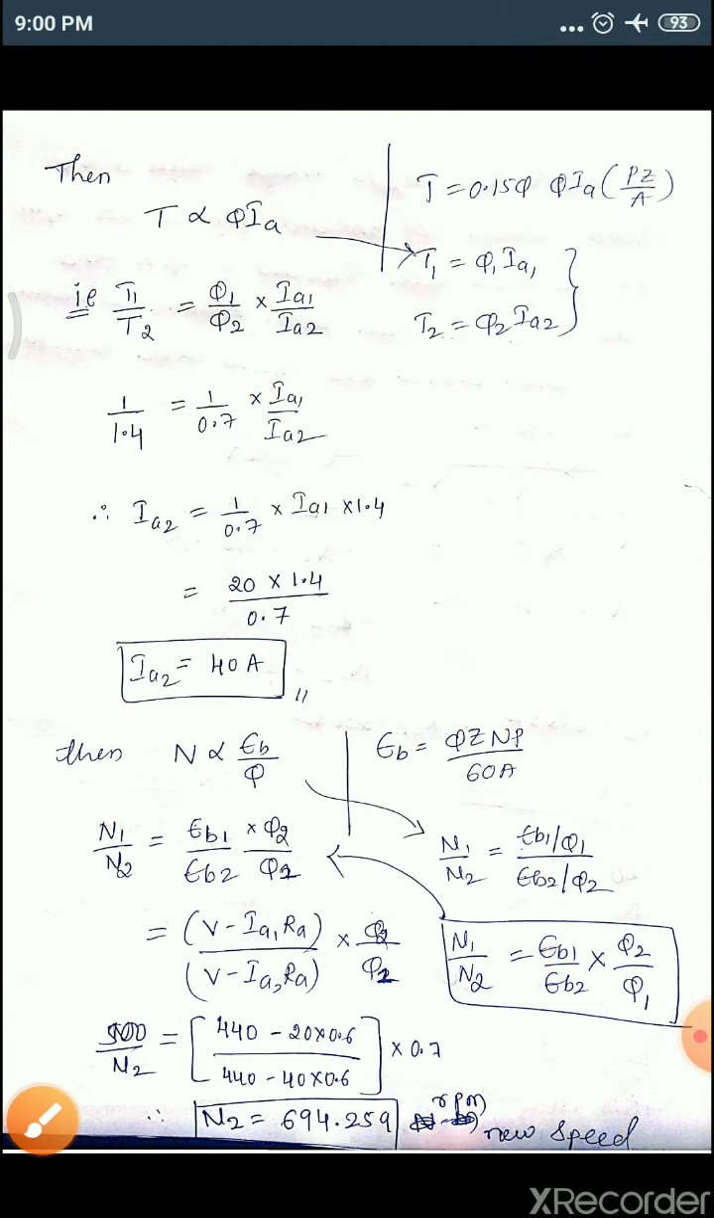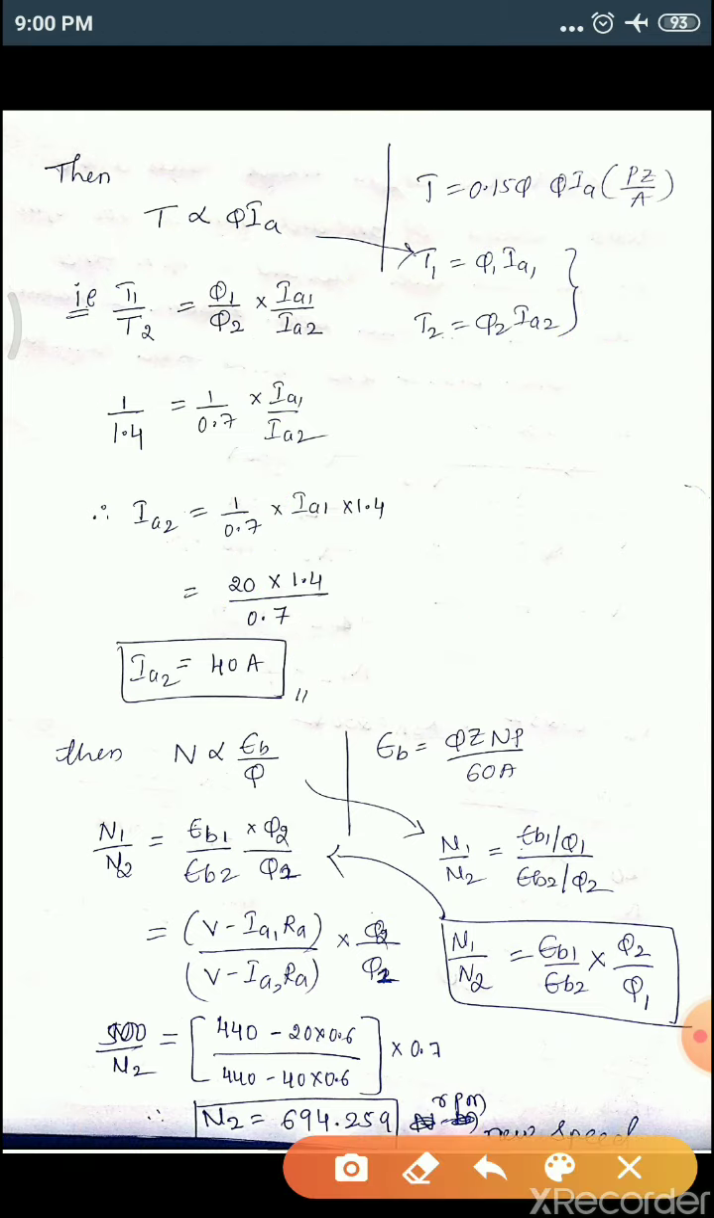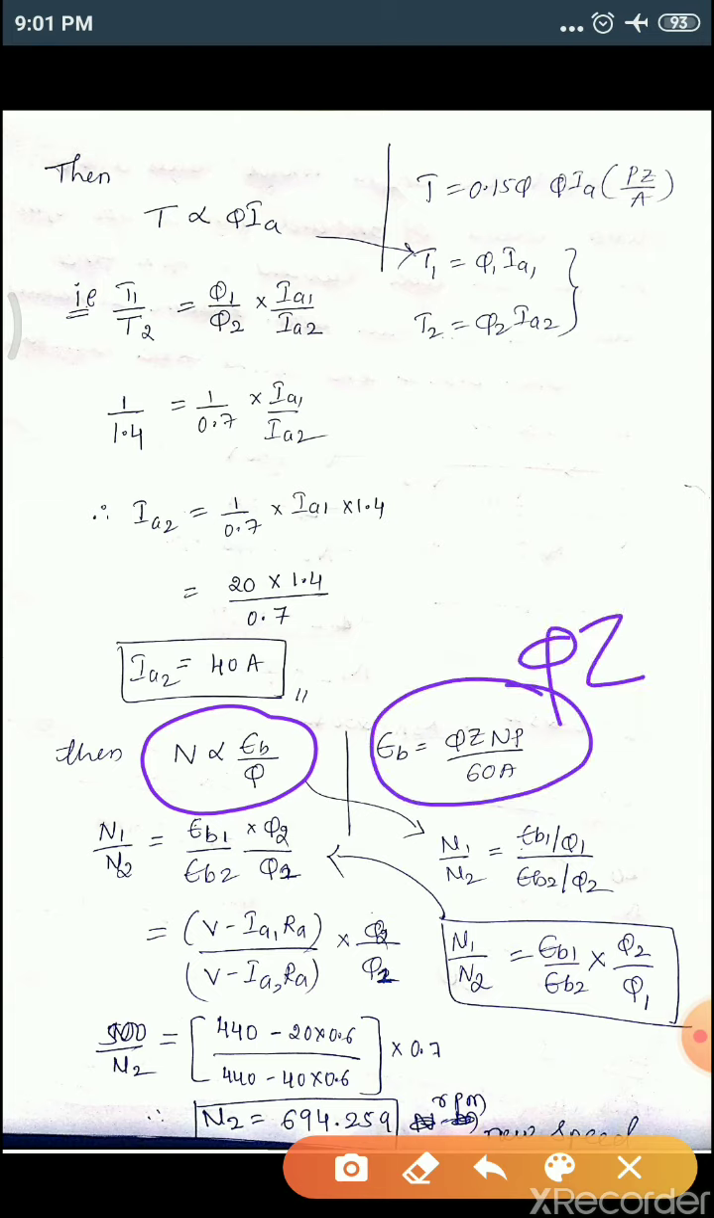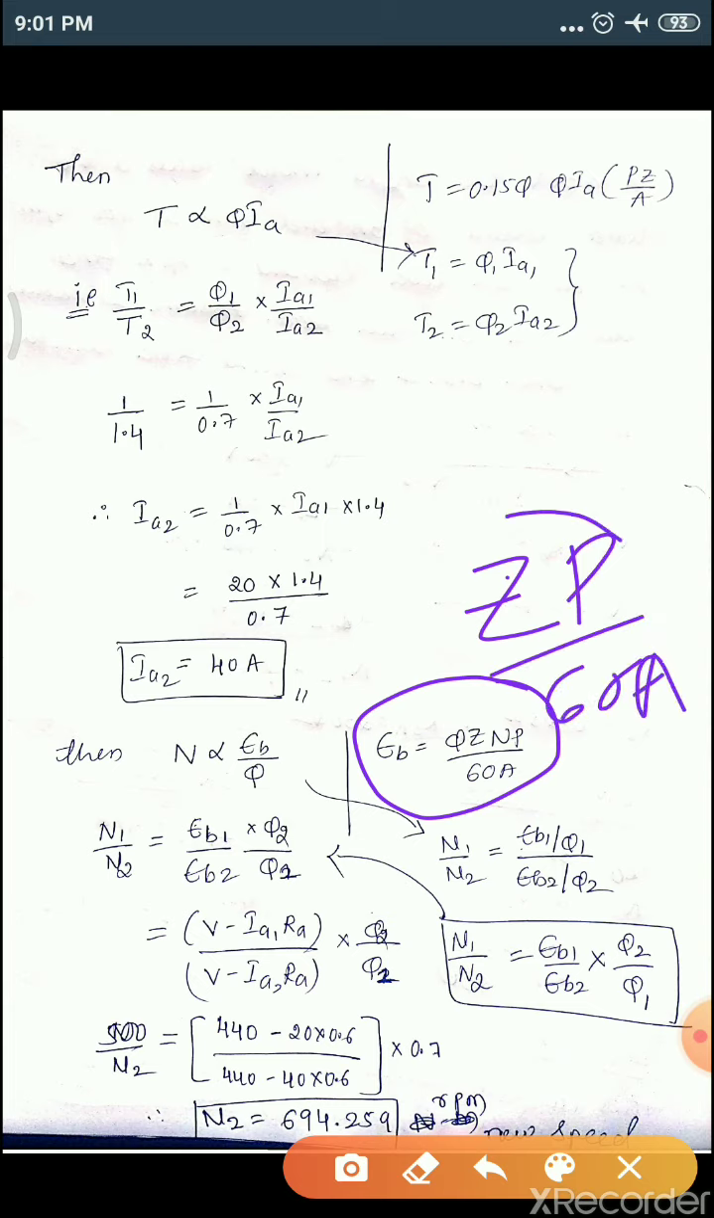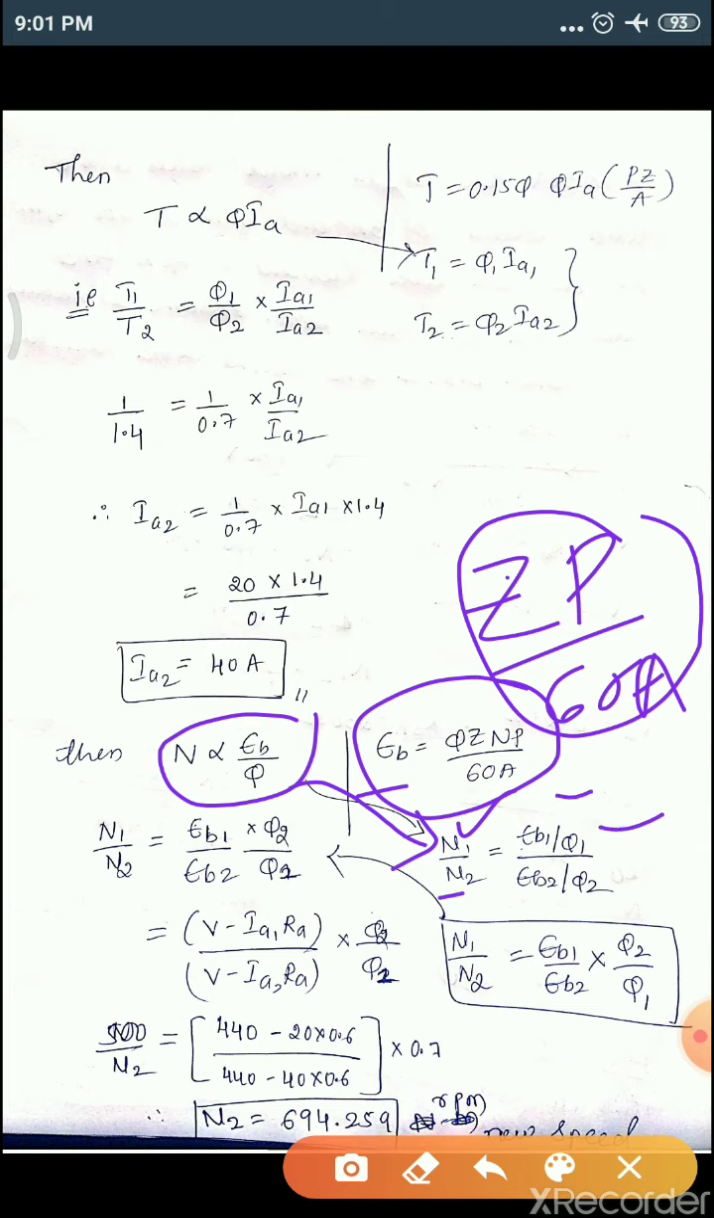Next is the new speed. To get that, as we know, N is proportional to Eb by phi. We have also discussed this. In this equation we have considered Zp by 60A as a constant term, and then N is equal to Eb by phi. Let's take this as a ratio of old value and new value: N1 is Eb1 by phi 1, and N2 is Eb2 by phi 2.